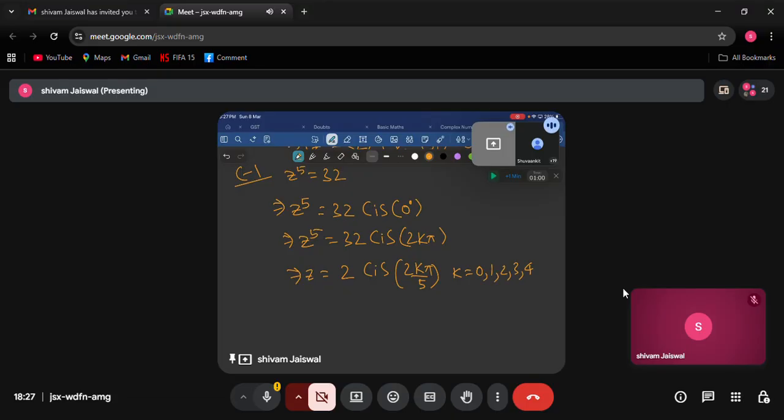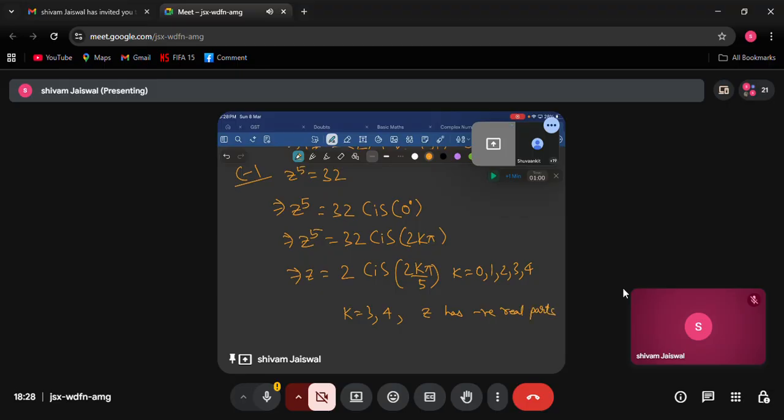We need to understand for what values of k z will have a negative real part, meaning cos theta will become negative. Are you getting it? For k equal to 0, will it become negative? No. For k equal to 1? No. For k equal to 2? No. For k equal to 3? Yes. For k equal to 4? Yes. Understood? So for k equal to 3 and 4, we are getting negative real parts.